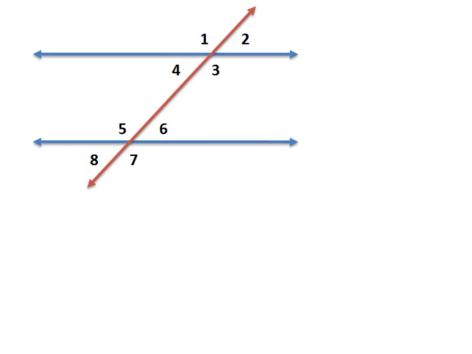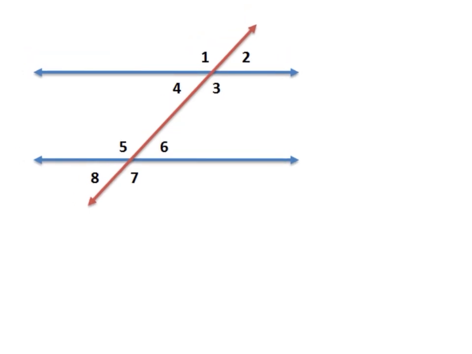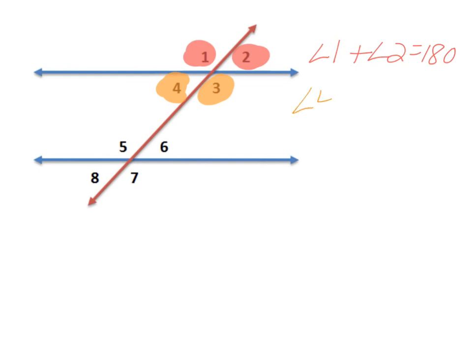So something else that we should know is that angle 1 plus angle 2 equals 180 degrees because those are supplementary. So we know that angle 1 plus angle 2 equals 180. We also know that angle 4 plus angle 3 equals 180. So angle 4 plus angle 3.